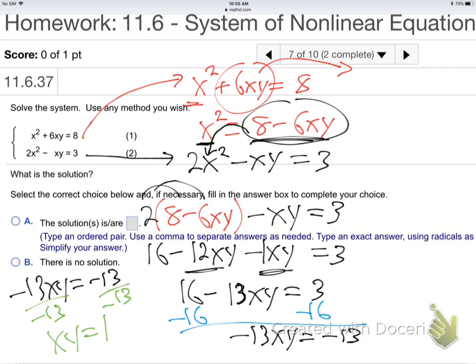Okay, now, I don't have x or y individually yet, but I'm real close now. Now that I have xy is 1, I can plug that into either of the first two equations and finish solving.